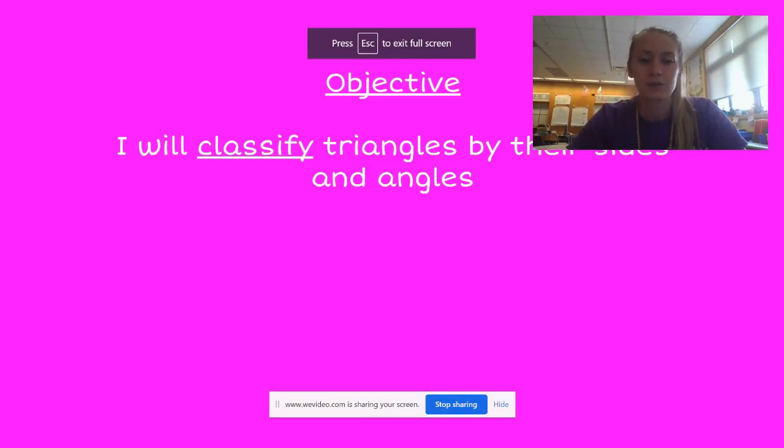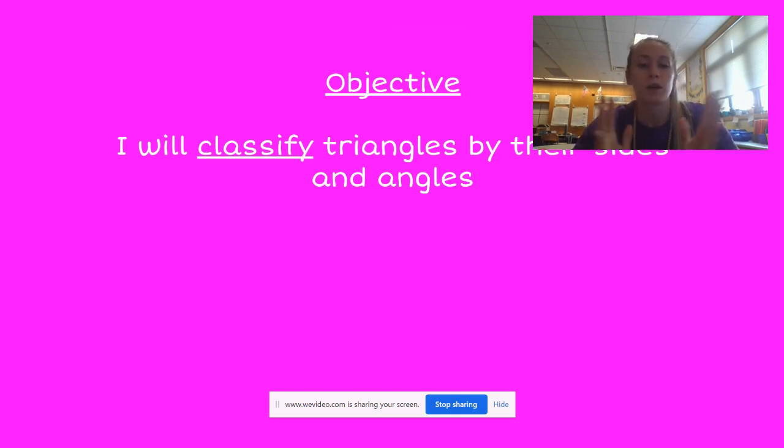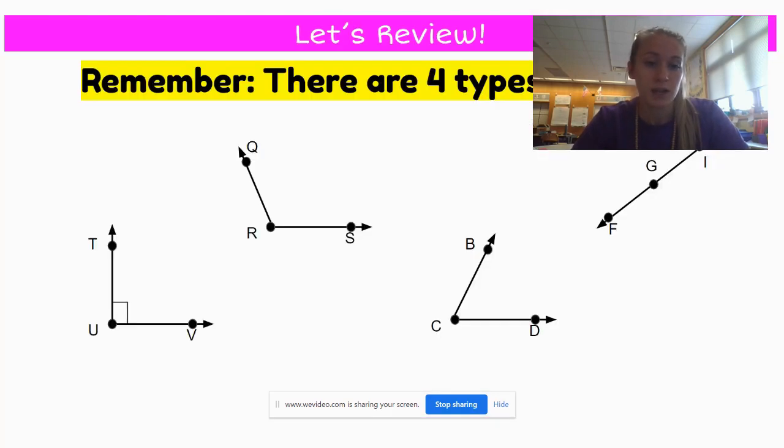Hello students, so today we are going to be doing lesson 10.2 and 10.4. We're combining them because they share similarities. So the objective for 10.2 is to be able to classify triangles by their sides and angles. Go ahead and write down your objective.